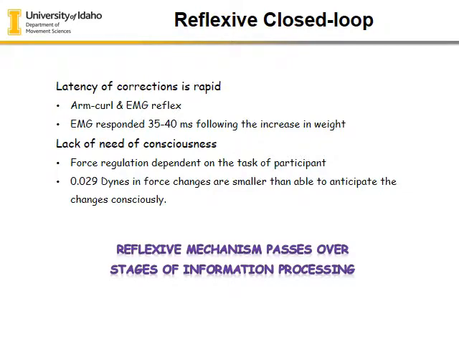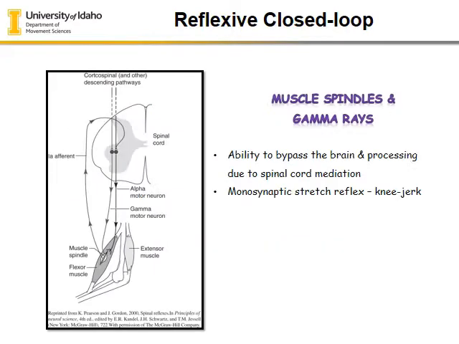So this idea of reflexive mechanisms passes over those stages of information processing: stimulus identification, response selection, and response programming. So it's this idea that muscle spindles and these gamma neurons bypass the brain, and it creates more of a reflexive area in the ability to inhibit or stimulate. And you see this mostly in flexion and extension, in those responses of agonist and antagonist muscles. And think about the knee-jerk reflex.